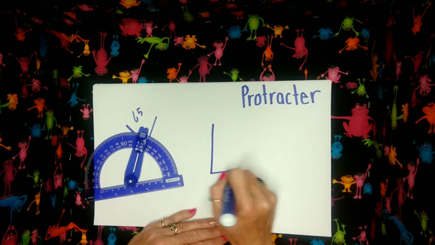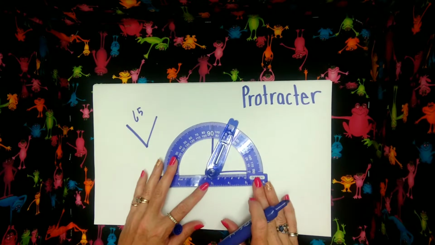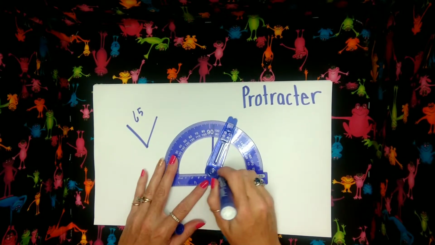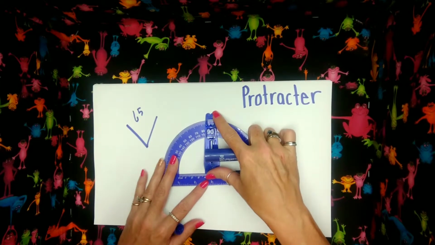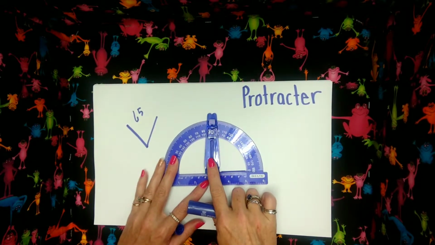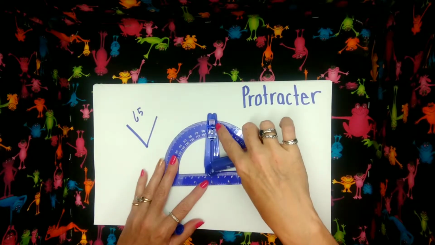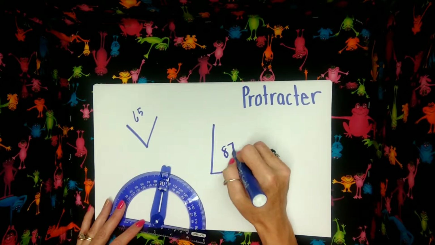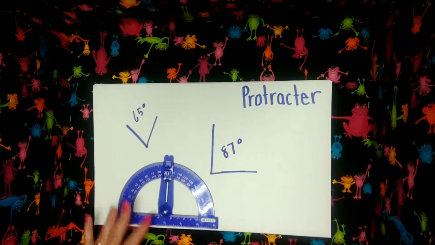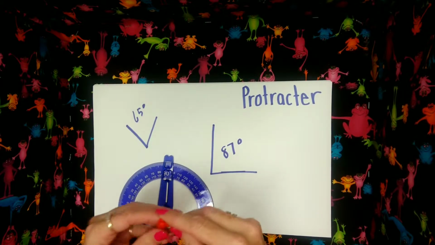So let me draw this one. Again, you place the vertex and then you line up your ray. You see how my ray is lined up at 0, and then I point my other ray right there, and this angle measures 87 degrees, so it's just under a right angle. It measures 87 degrees.